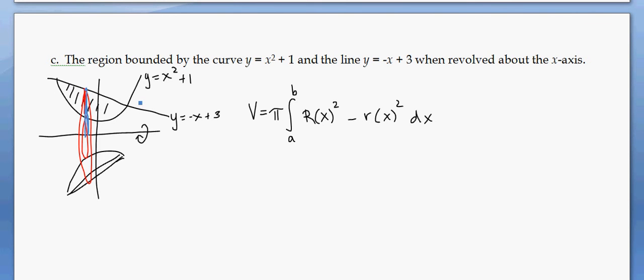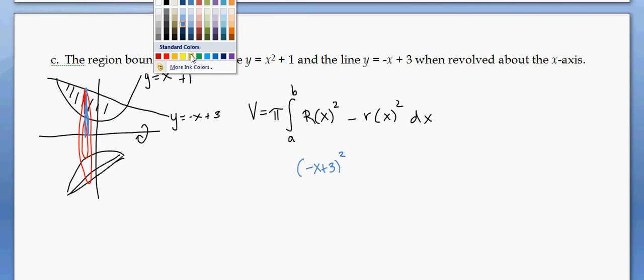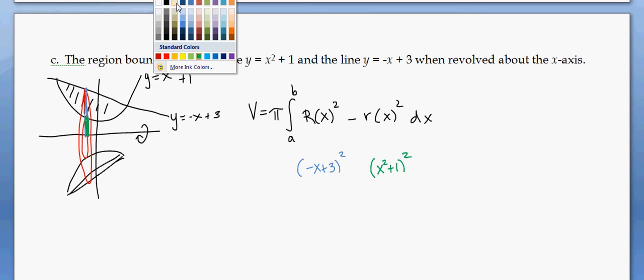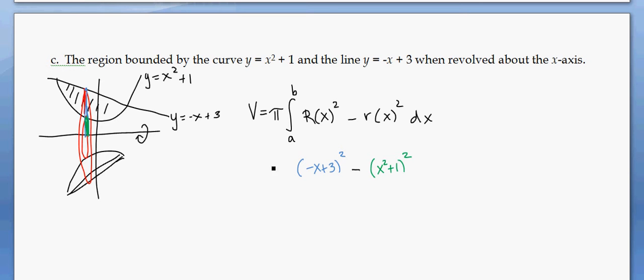So that's just the distance to the line negative x plus 3. So this part's going to be negative x plus 3 quantity squared. And then the inner radius is the distance from the inside of the hole there to the axis of rotation. So it's just that little distance between here and the parabola. So that's going to be the parabola, x squared plus 1 quantity squared. Okay, and now we subtract these two, and then we integrate across our appropriate bounds.